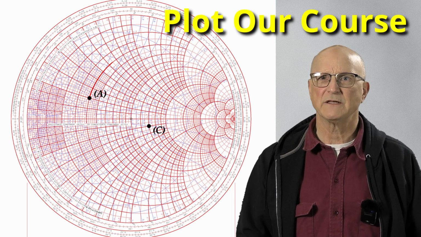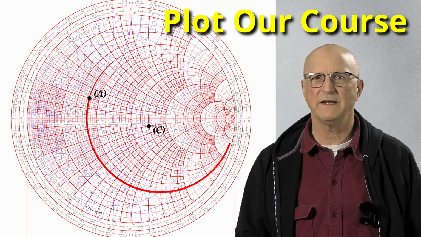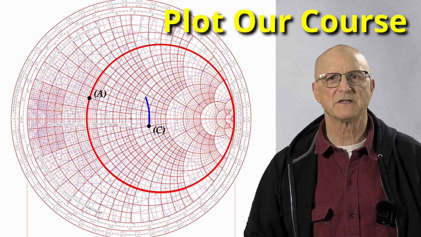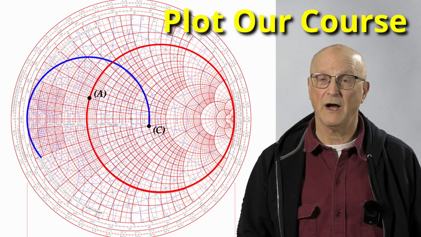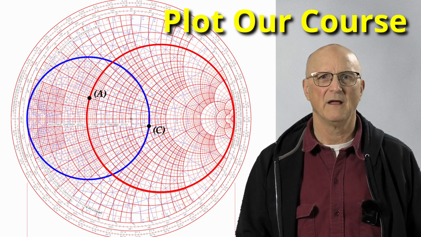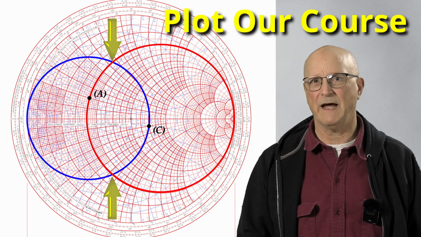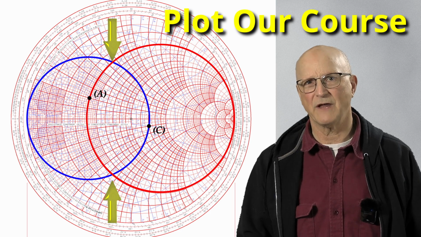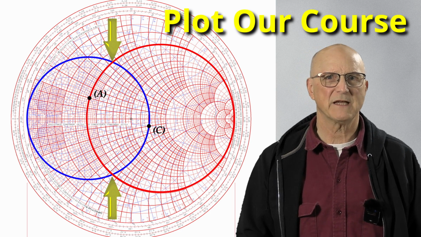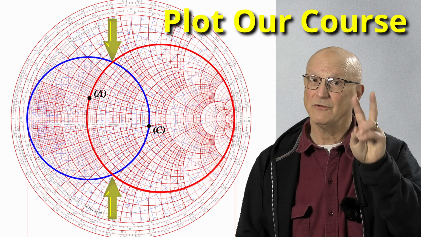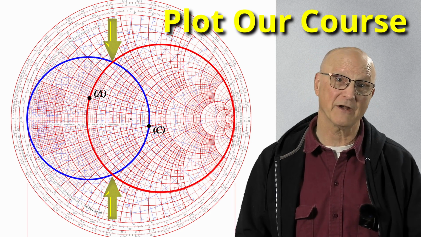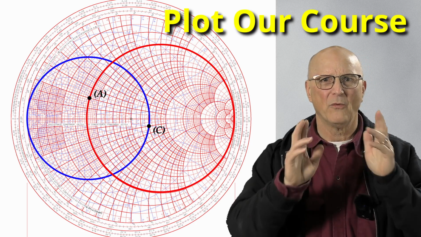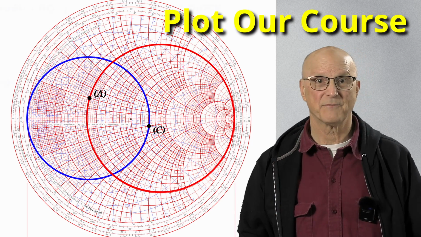We're looking for a place where the 0.4 red constant resistance circle will possibly cross the 0.7 blue constant conductance circle. I find 2 spots where this happens, one in the northern hemisphere and one in the southern hemisphere. This means that we have 2 viable solutions to our impedance matching circuit. So how do we choose between the 2? We ask ourselves 2 questions.